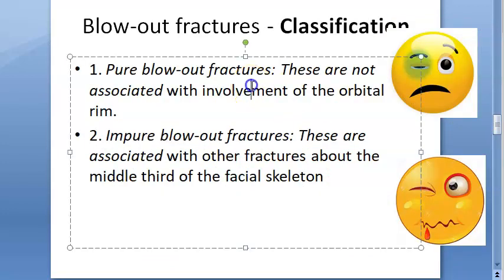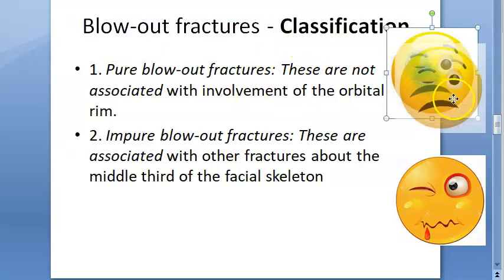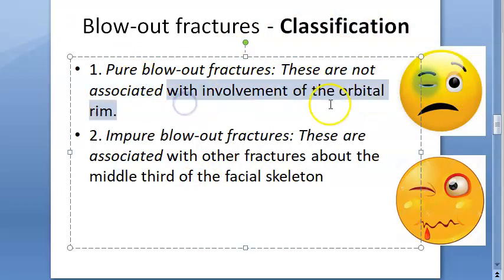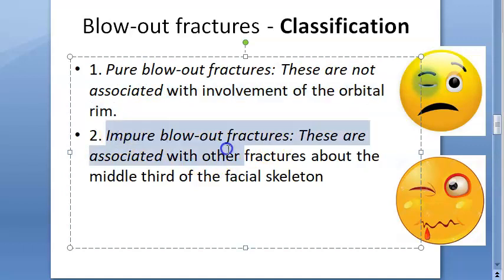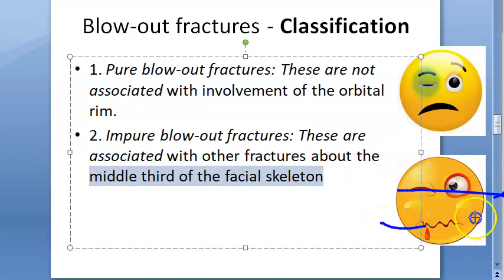Let's move on. So there are classifications. As usual, everything will have more types under them. Under this also there are two types: pure blowout fractures and impure blowout fractures. Pure means they are not associated with involvement of the orbital rim. Impure means these are associated with other fractures about the middle third of the facial skeleton. Middle third of facial skeleton means what? If you divide the face into 3, this will be the middle third. So if this part is involved, that will become an impure blowout fracture.